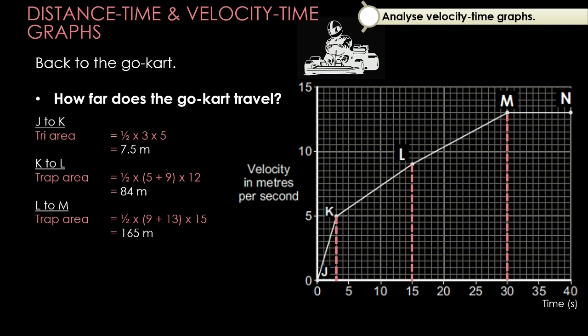The last bit then, M to N, just a regular old rectangle. When I draw in my line here, I've got my base, I've got my height. I'm just going to do 10 times 13, which gives me an answer of 130. The last thing then left to do is to add it all together. And it should, when you add it all together, give you an answer of 386.5 meters.